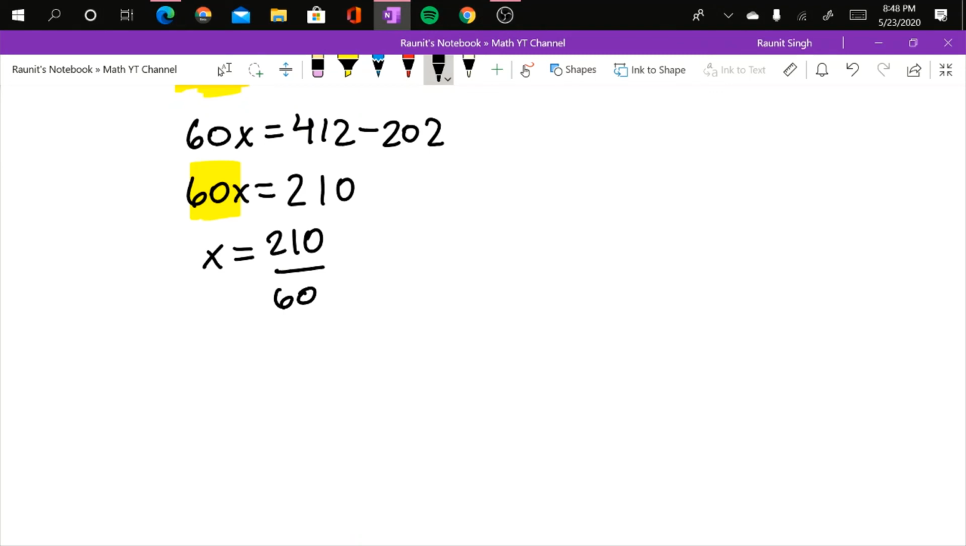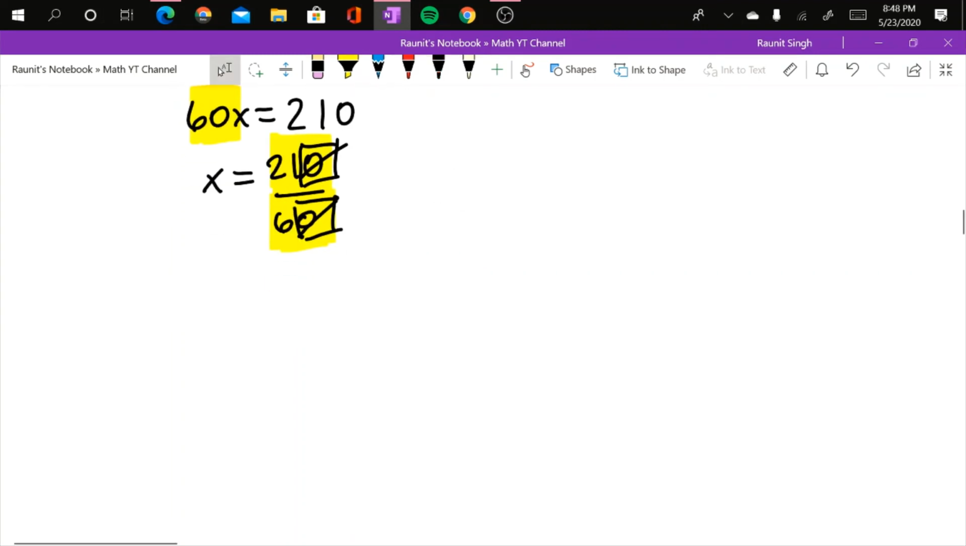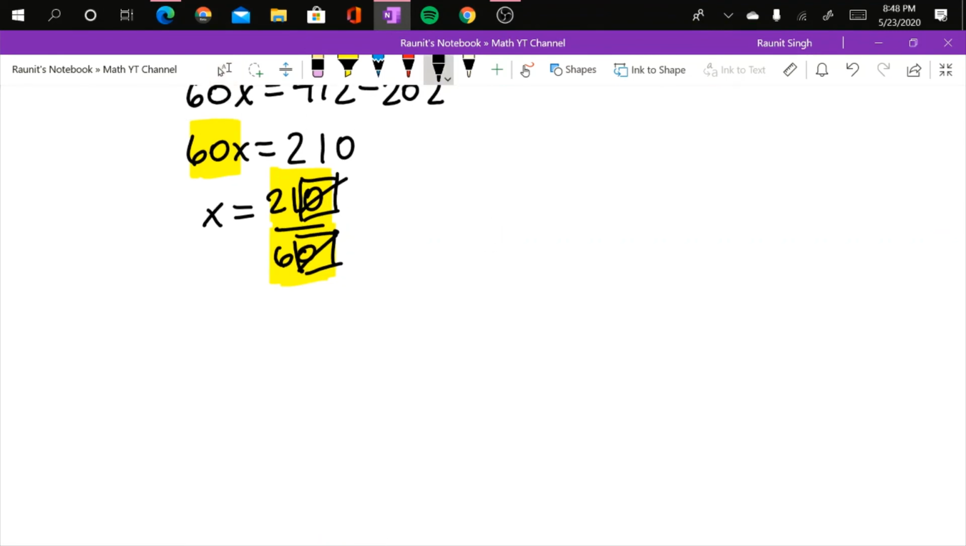Okay? And now what you can do, since we have a 0 on the edge over here and a 0 on the edge over here, we can just cross them out. Basically, the zeros don't matter anymore. So now we have x is equal to 21 over 6. Now we need to turn this into a mixed number.